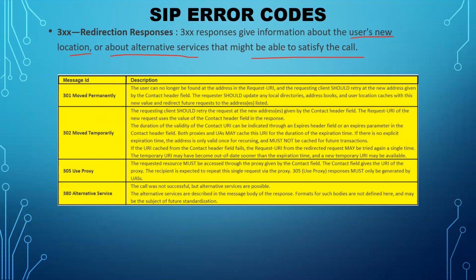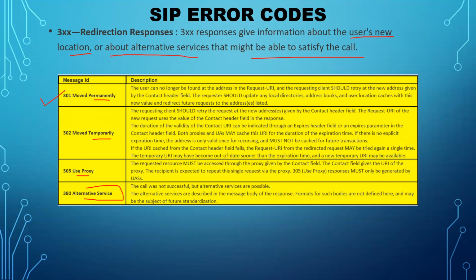In 3xx, there will be 4 messages I have written over here. The first one, we can say, is 301 moved permanently. This one is 302 moved temporarily. I already discussed in my first slide about moved temporarily and permanently in the redirection. Then 305 use proxy and 380 alternative service. So let's discuss it one by one.